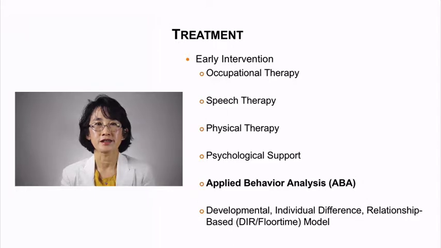As you have seen earlier, there are changes in brain functions in autism. The earlier the intervention, the better it is to regain better functioning. Typical interventions are occupational therapy, speech therapy, physical therapy, psychological support. And featured in our clinic is applied behavior analysis, ABA therapy. There are also other therapies such as developmental, individual difference, relationship-based, or floor time models.